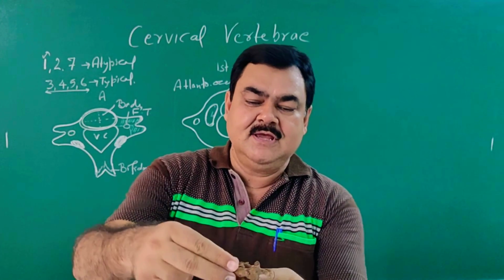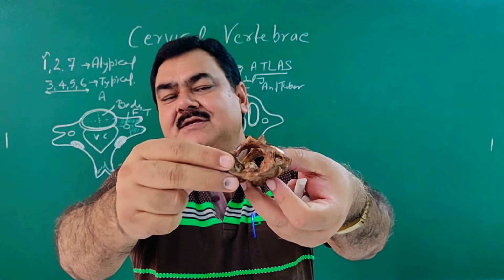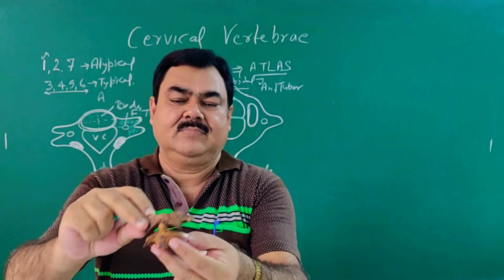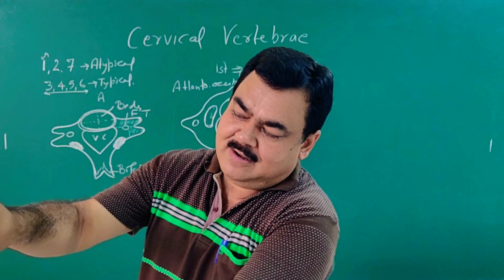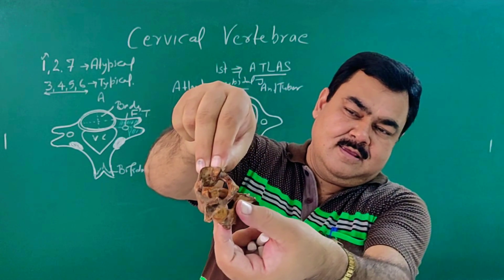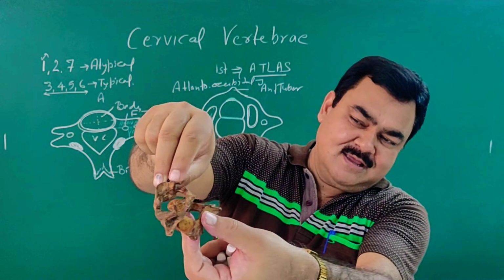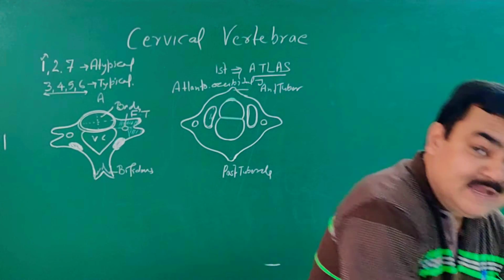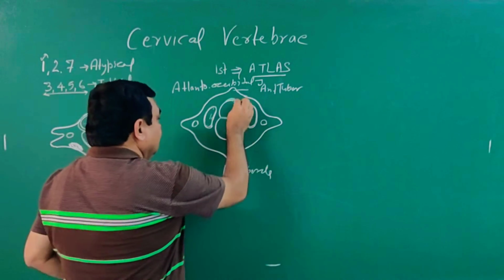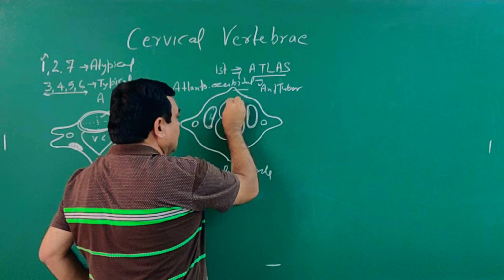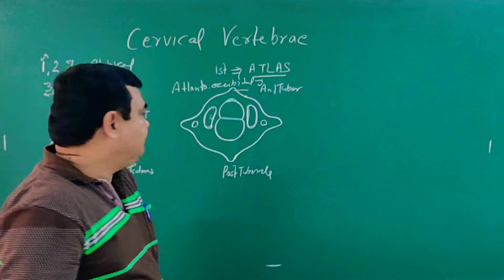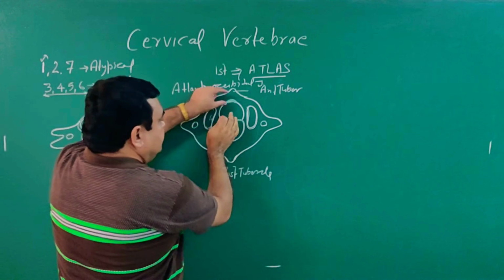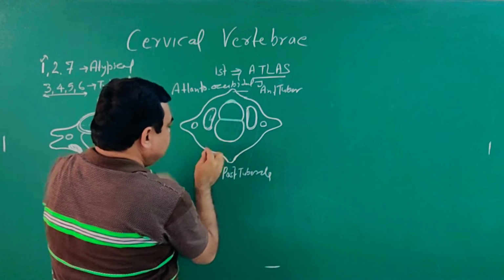So it is like this. You can see this is the odontoid process and this is the articular surface. It articulates here, with the facet for the odontoid process, or facet for dens, and here the joint is formed. This is the feature of the anterior arch.